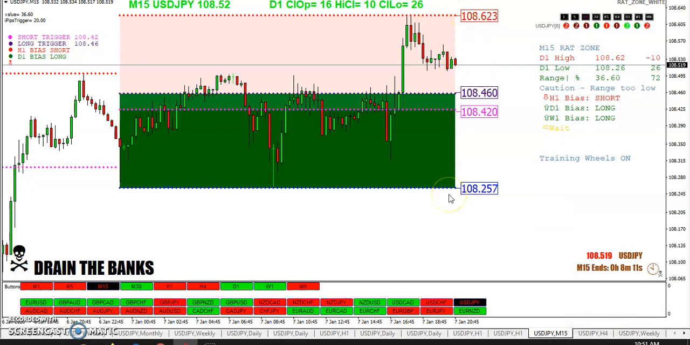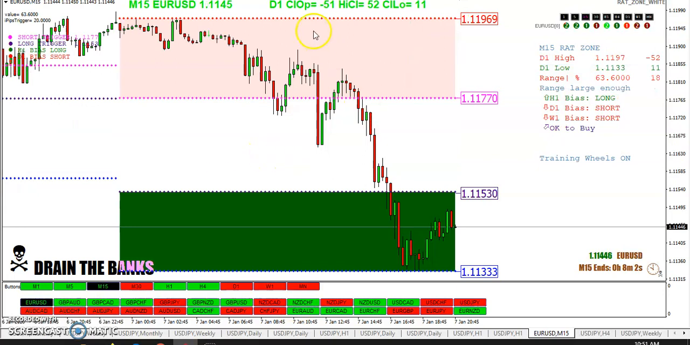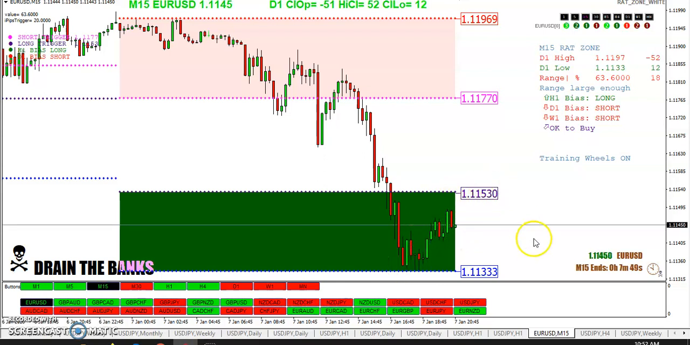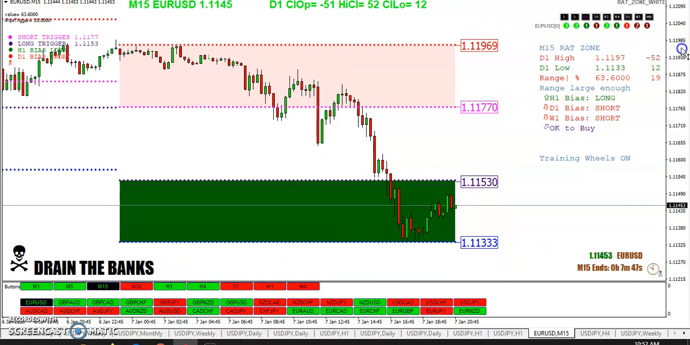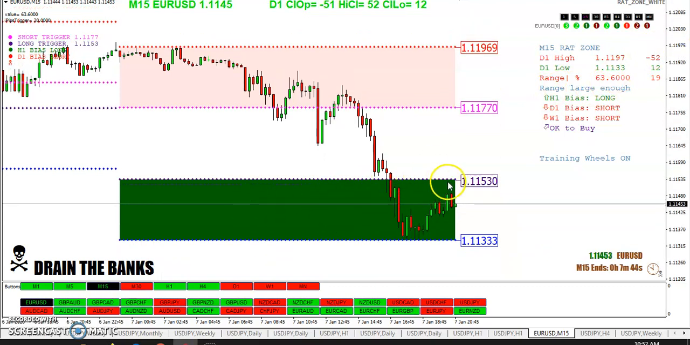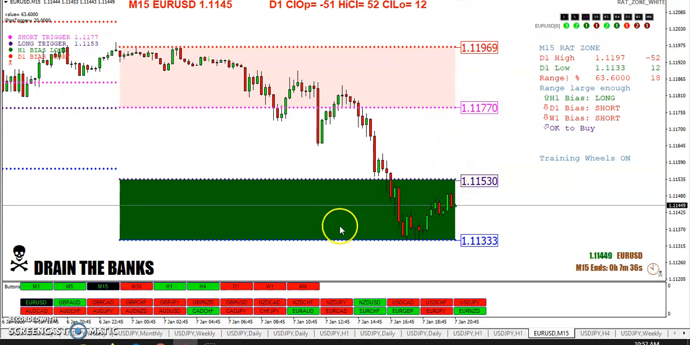Rat zone, not enough range. And we'll take a quick peek at the euro. As you can see, range is large enough, about 63 pips. And so there's been a few rat reversals here off of that bottom, or a turn trade. Once again, for those of you not familiar with the rat zone, you can enter anywhere in here. Just make sure you enter in here, look for long, enter short here. And usually by the end of the day, price will leave the rat zone.